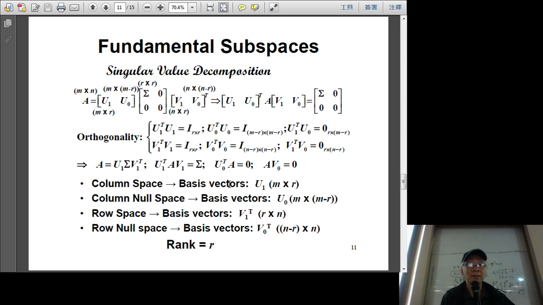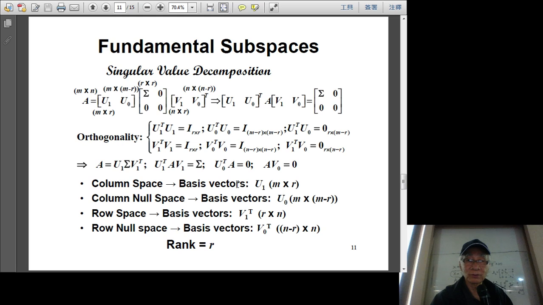The row null space is created by V0 transpose. And then in addition to this, we have sigma including all the non-zero singular values, and the number of singular values is the rank of the matrix A. For example, here I have a total of R singular values, so the rank of my matrix A is R. All right. Any questions?